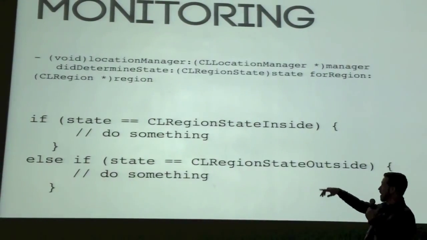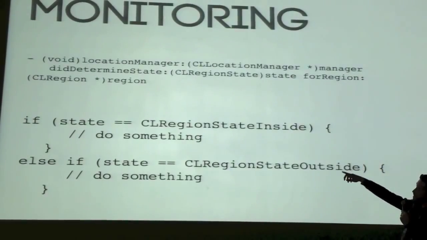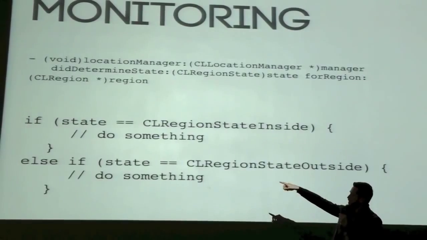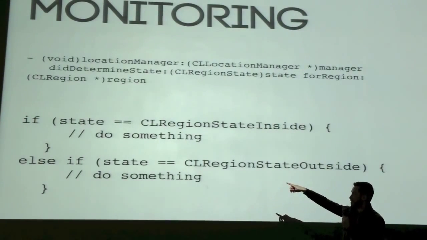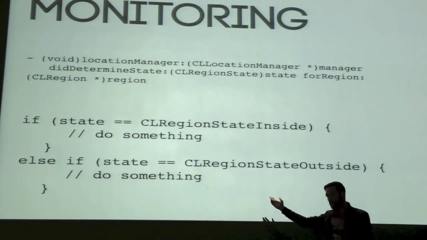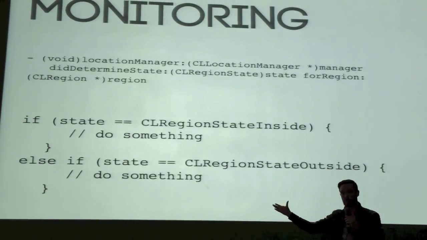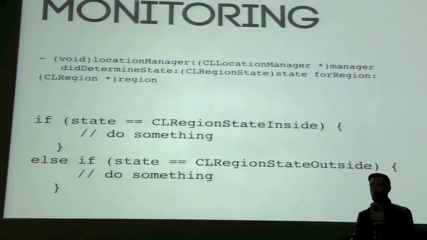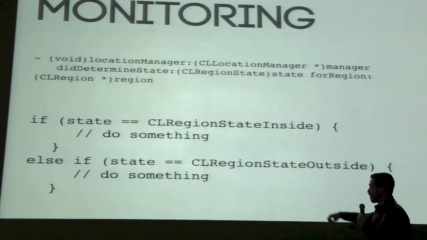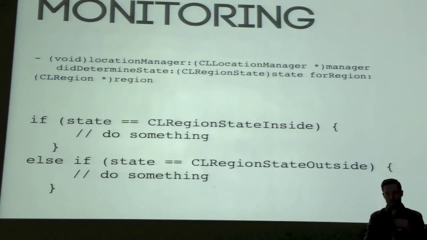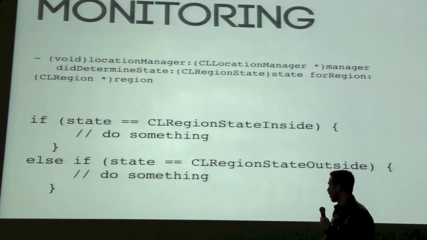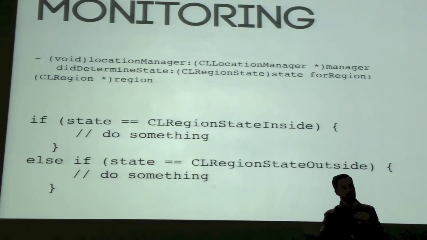The main method inside of this is didDetermineState forRegion. So you could say, okay, if your phone's state is inside the region, you can do something. And if it's outside, you could do something. This is where you would put long-running activities or methods. So, okay, now that you're inside of Best Buy, now do what? What would we do now? Or if they're outside, do something else.